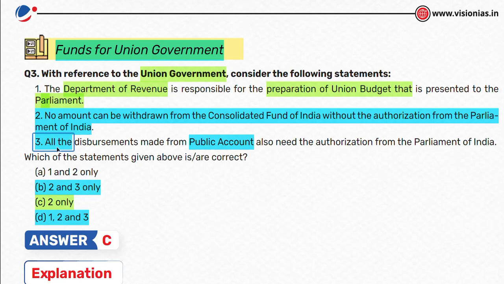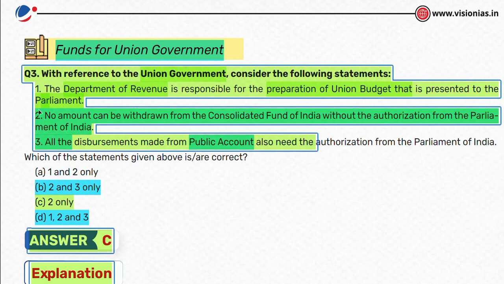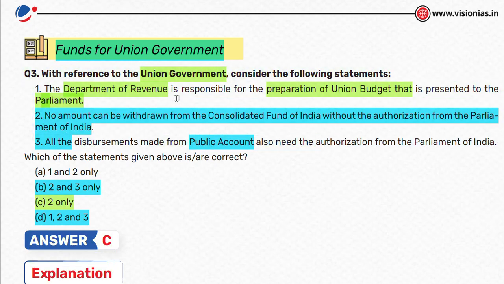Okay, so let us see three. All the disbursements made from the public account also need the authorization from the Parliament of India. Now they are saying all disbursements. So there is a keyword, that is "all". This is an extreme word. All the disbursements made from the public account also need the authorization of the Parliament of India. Do you think this is true?